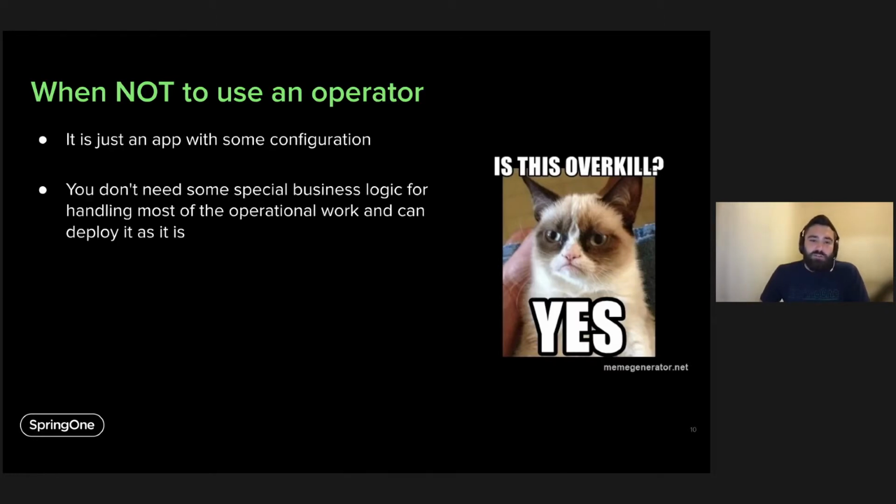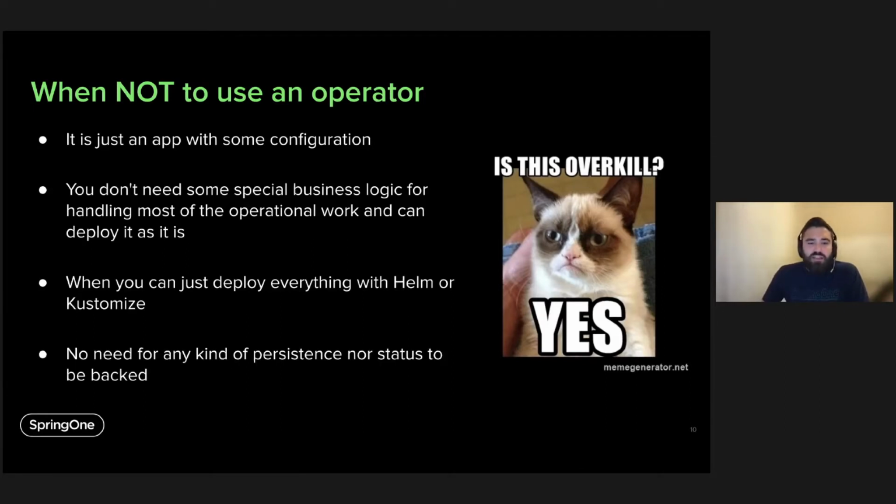If you don't need some special business logic for handling most of the operational work and can deploy it as it is by leveraging the capabilities Kubernetes already supports, then this is definitely not for you. For example, you don't need an operator to scale the app based on traffic. You can just use a native autoscaler, right? And if you can deploy everything with Helm or Kustomize or Carvel and can parameterize everything that you need using any of these tools, then forget about CRDs and operators.